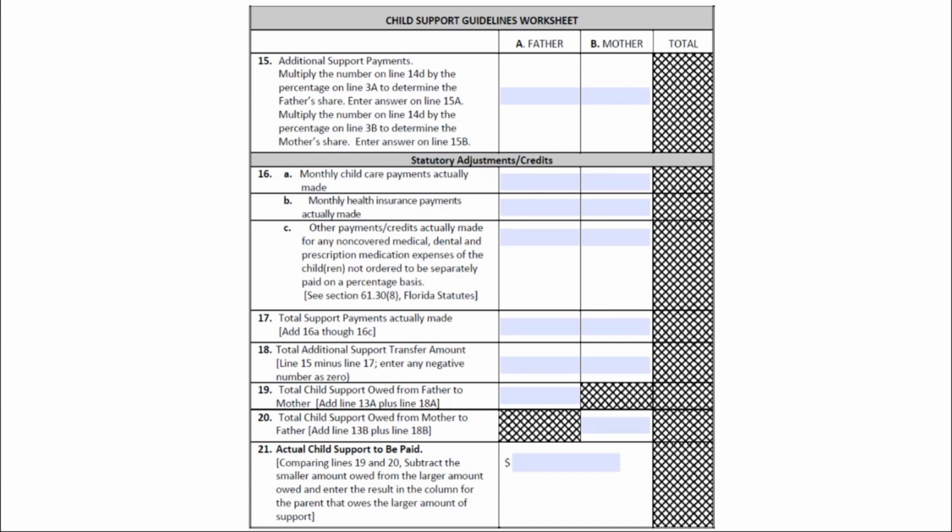And the opposite is true if the number in 20B is larger than the number in 19A, and it would indicate that the mother owes child support to the father, and that remainder should be put into line 21. This is the number that the court will be looking at and double checking to make sure that the calculations are correct for who owes who child support and the amount that should be paid.